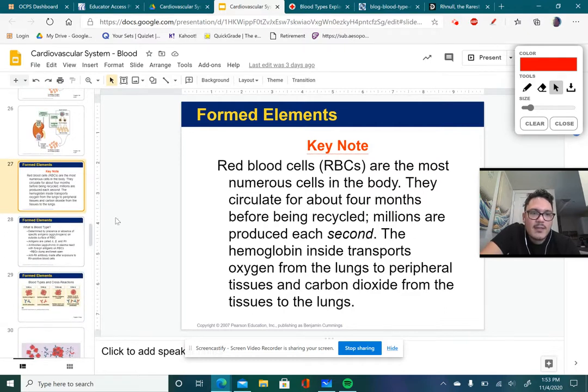Okay, so in regards to this, some stuff that could be said and shared here. This is first off a review of some material from the last video. Red blood cells are the most numerous cells in the body by far. They circulate for about 4 months after being recycled, so that's on average their lifespan. Millions are produced each second. The hemoglobin inside will help transport gases like oxygen and a little bit of carbon dioxide, but mostly oxygen, throughout the body. So this is simply reviewing content from our last video, as we mentioned.